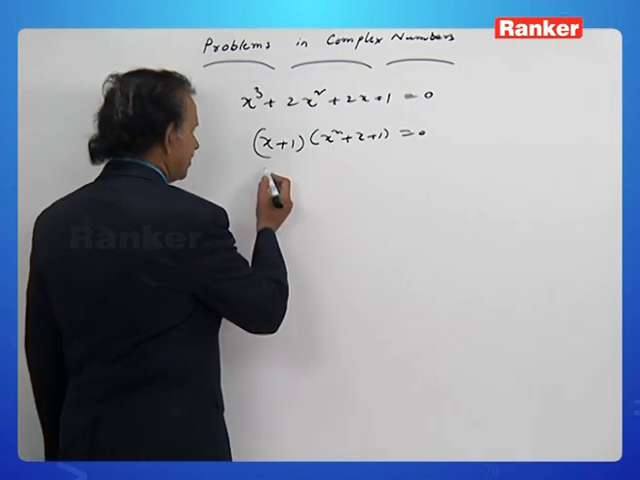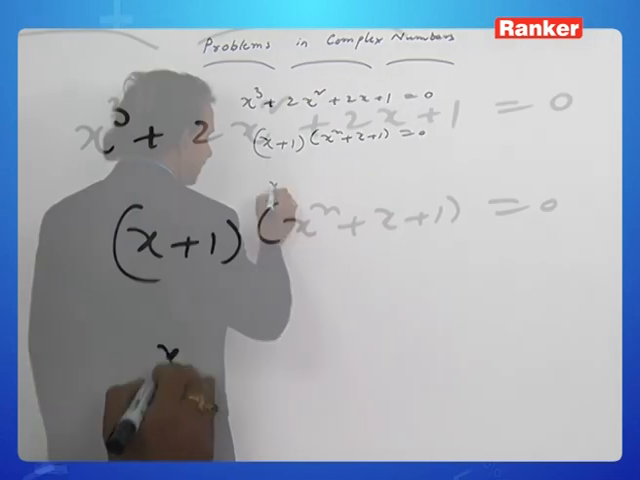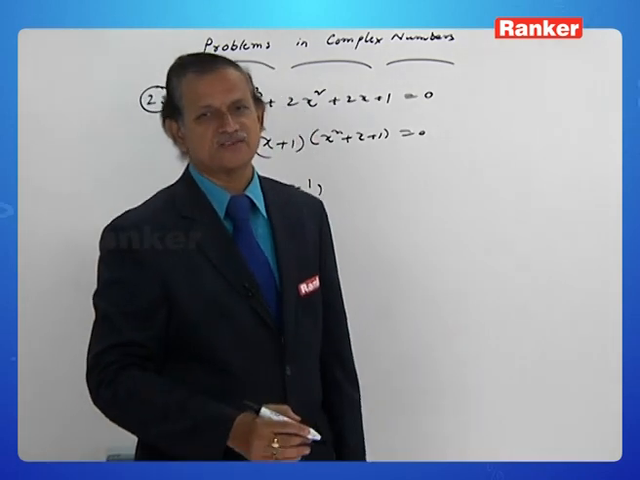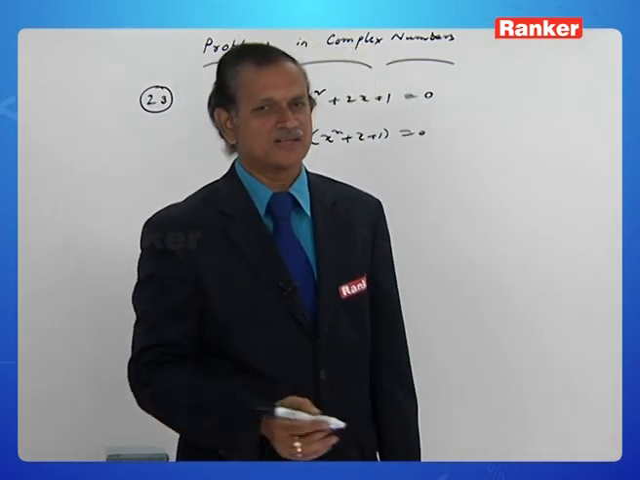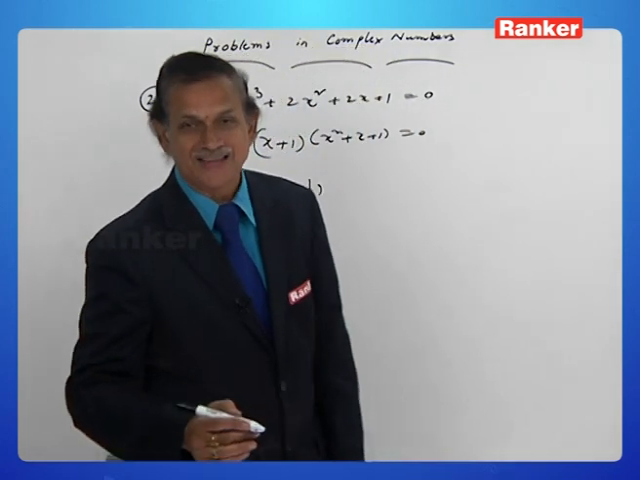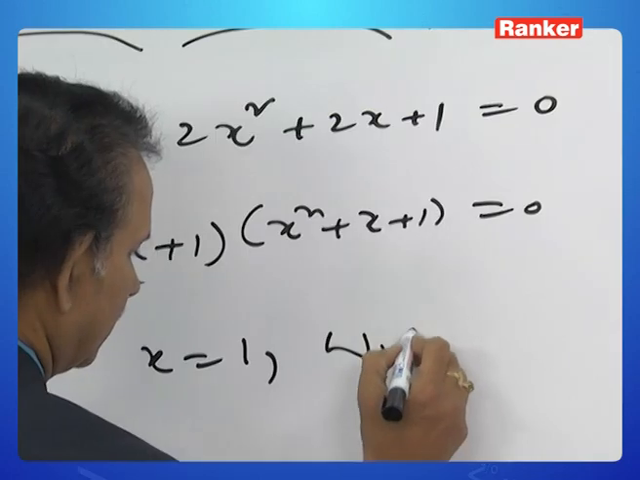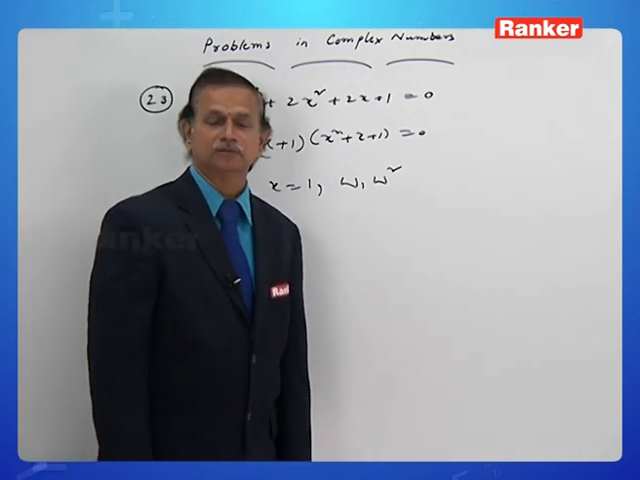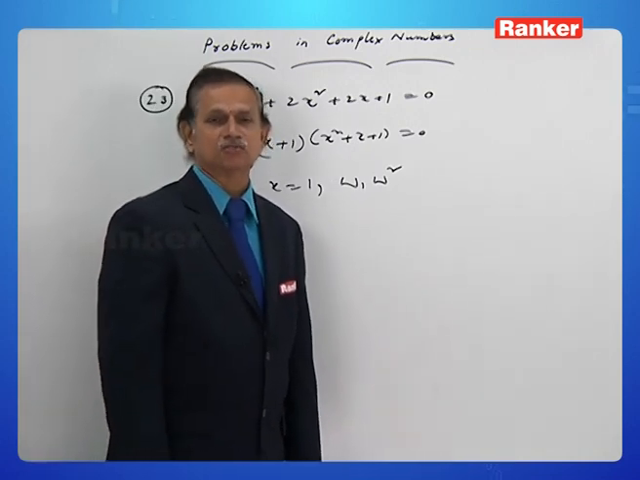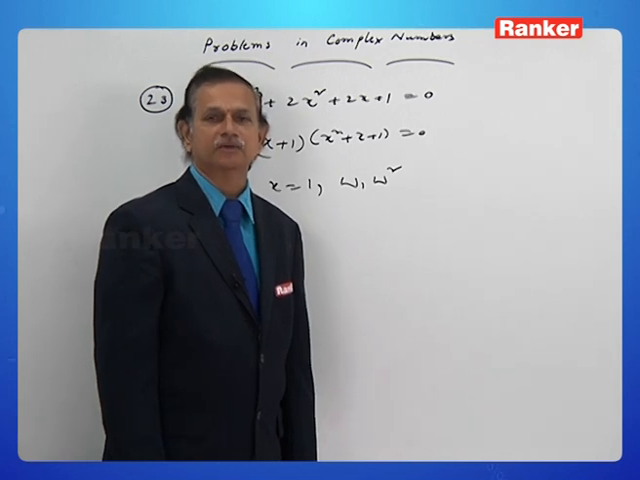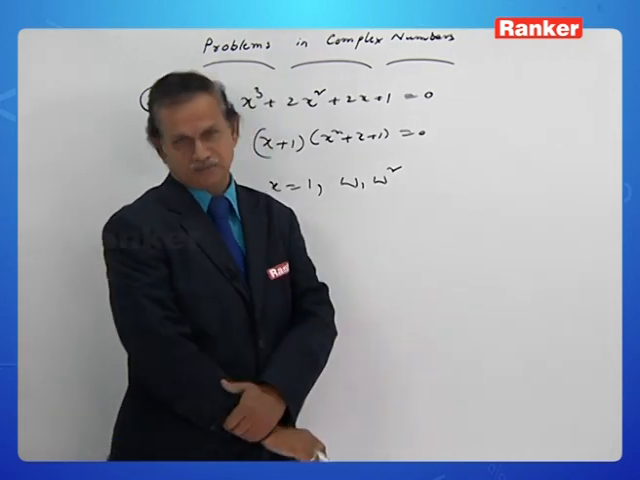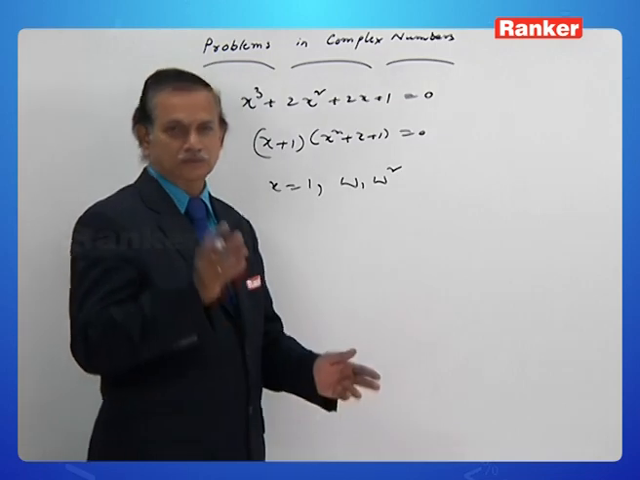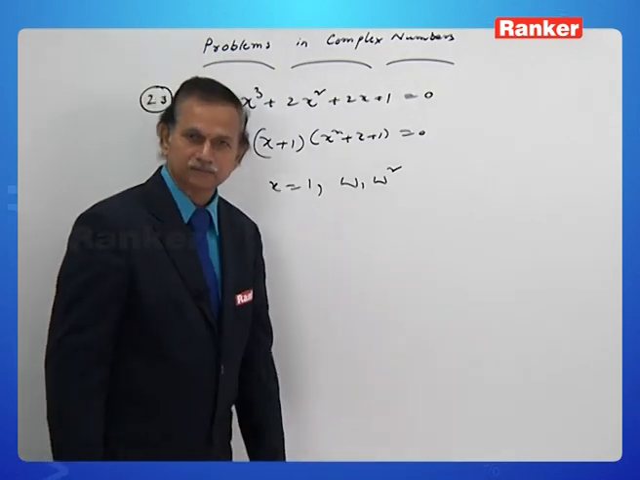Well, what are the roots of this equation? Roots of x plus 1 is equal to 0 means x is equal to minus 1. Roots of x square plus x plus 1 is equal to 0: it is a famous equation which has the complex cube roots of unity, omega and omega square, as the roots. So minus 1, omega and omega square are the roots of the first equation. If at all the two equations have common roots, those must be among these three only.